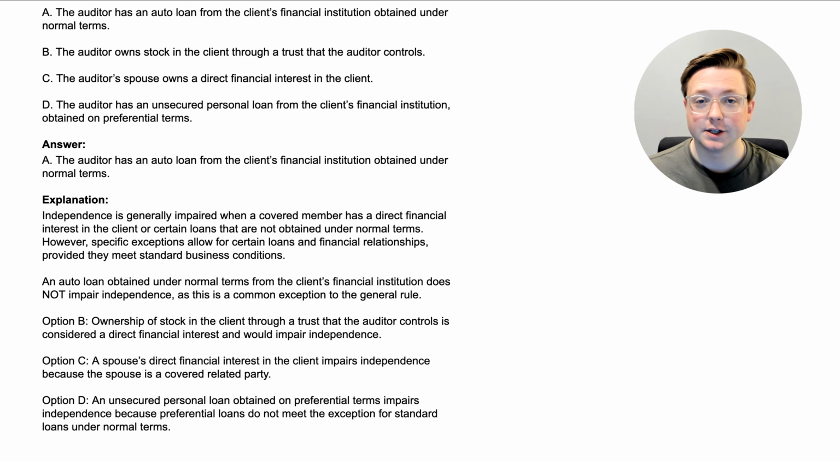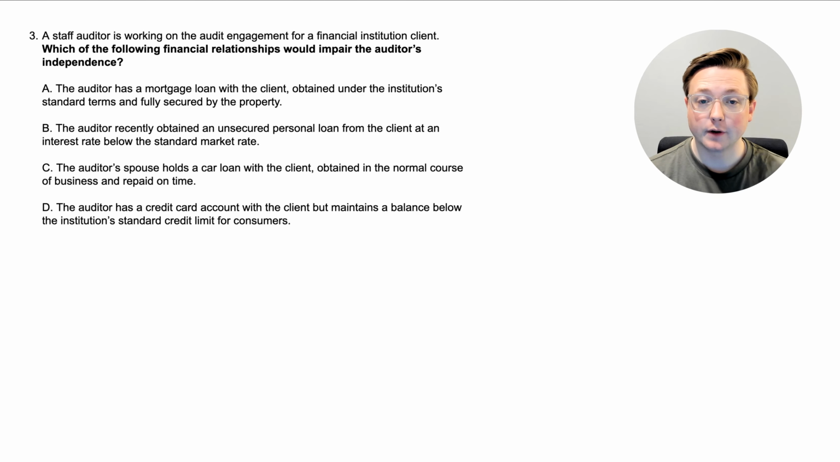Let's go to the next question. All right, here we are at question 3. Which of the following financial relationships would impair the auditor's independence? A staff auditor is working on the audit engagement for a financial institution client. So again, which of the following relationships would impair the auditor's independence?